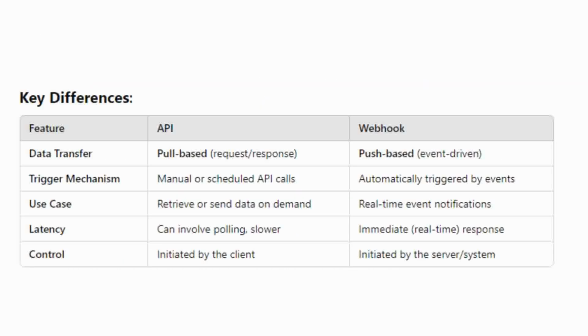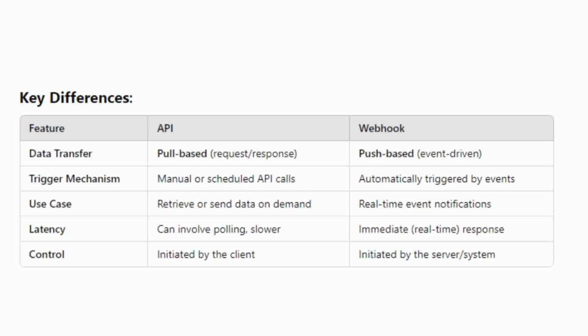So let's look at the key differences between API and webhook so that you'll be familiar with both. First, the data transfer. In an API, it's pull based, a kind of request and response, whereas in a webhook, it's push based. For the trigger mechanism, an API is triggered through manual or scheduled API calls, whereas a webhook is automatically triggered by an event, right?